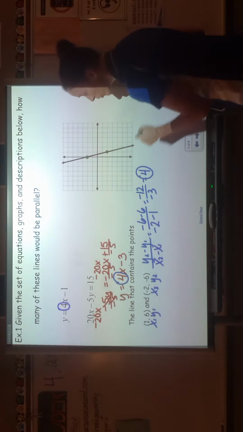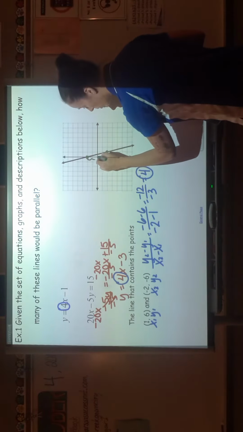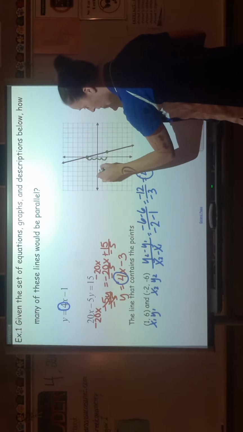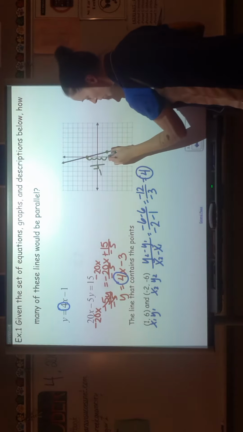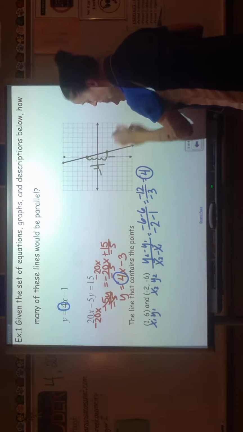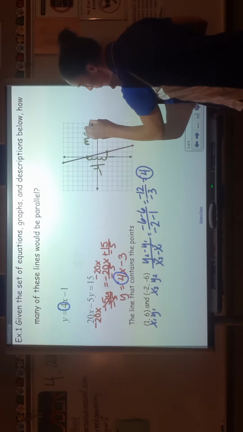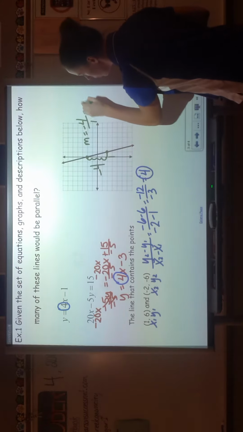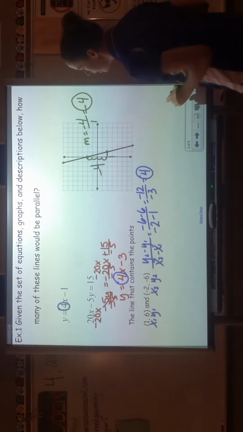Let's do our rise over run. 1, 2, 3, 4 down is -4. Traveling 1 to the right, +1. That makes our slope value -4.